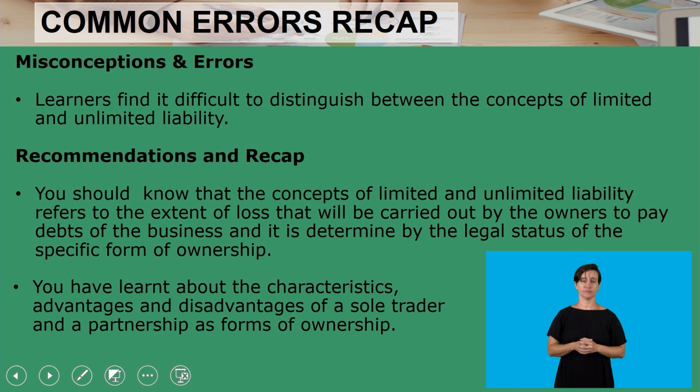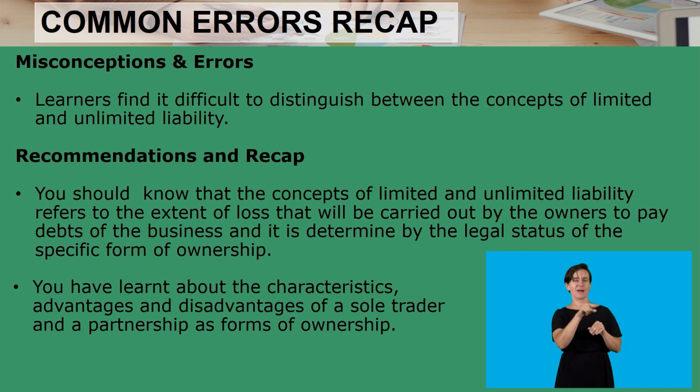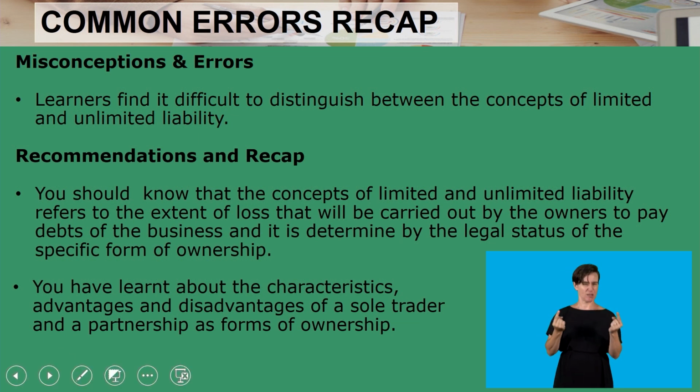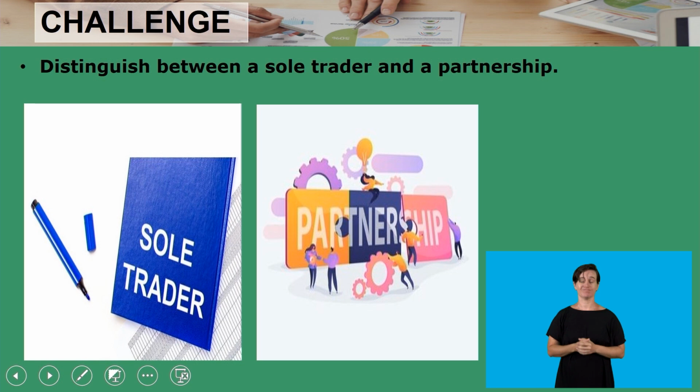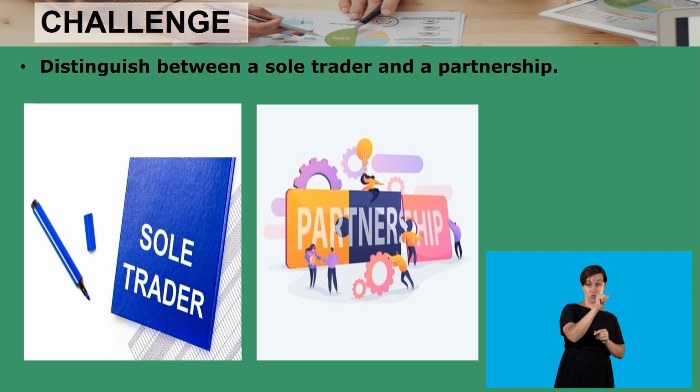You have learned about the characteristics, advantages, and disadvantages of a sole trader and a partnership as forms of ownership. Now, this is the challenge I'm giving you. Distinguish between a sole trader and a partnership. You need to remember that the differences between the two forms of ownership do not have to link, but the distinctions have to be clear.